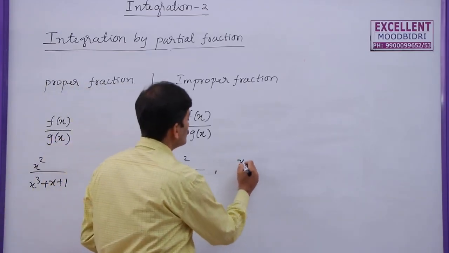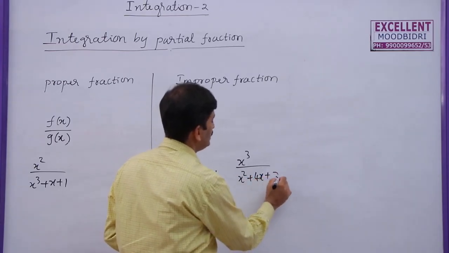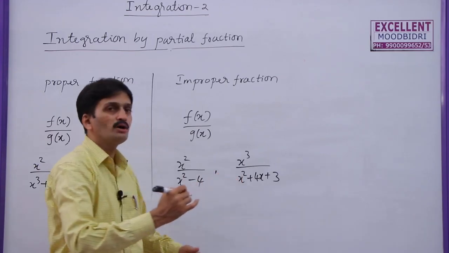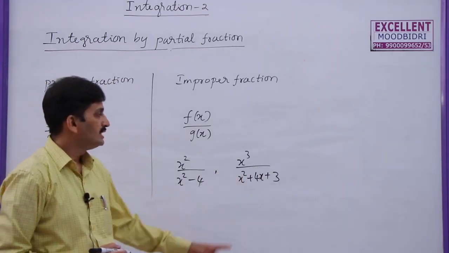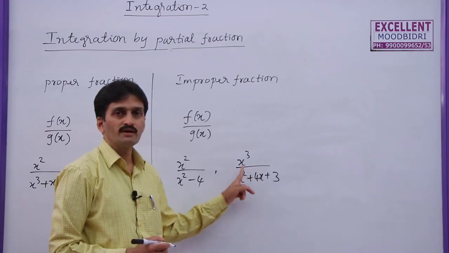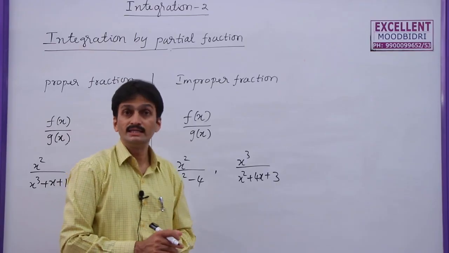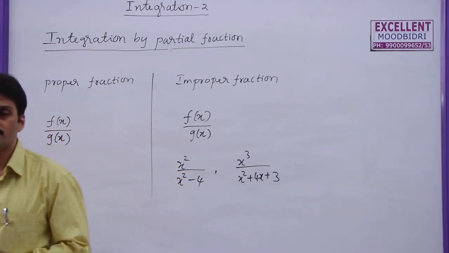Next, x cube by x square plus 4x plus 3. This is an improper fraction because degree of numerator is 3, degree of denominator is 2. So, degree of numerator more than degree of denominator, therefore, it is an improper fraction.